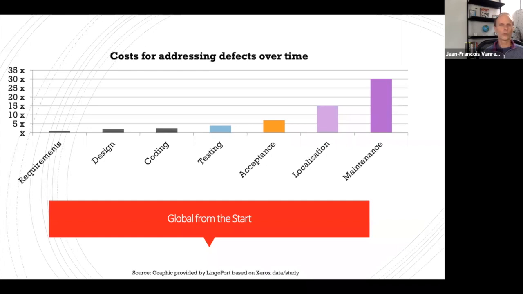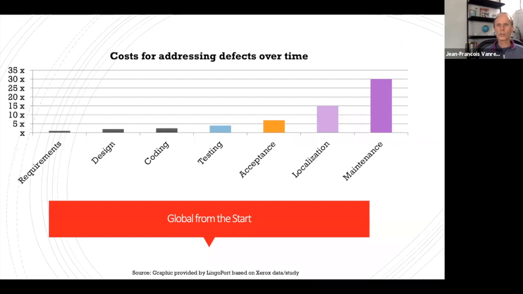So the product is first developed in English, and then after that, we try to see how can we add more languages to this product now that this product is actually successful. But really the recommendation here is to really consider internationalization, localization from the get-go.